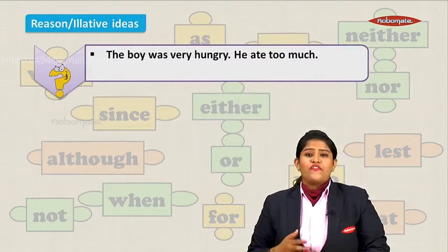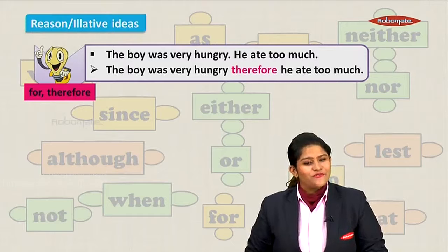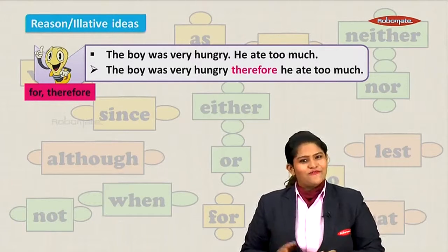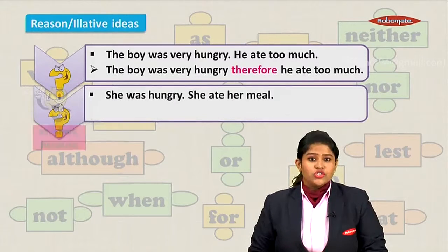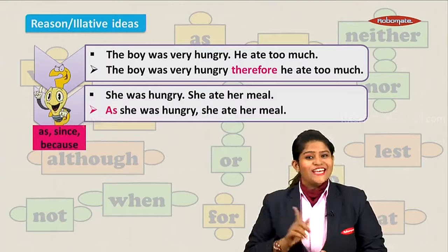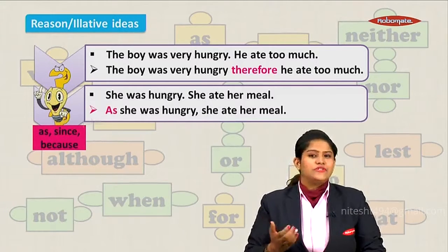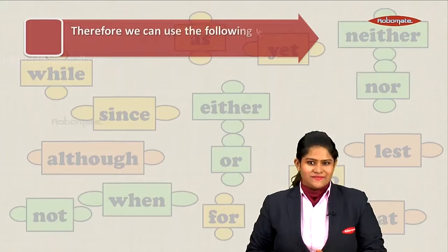The boy was very hungry. He ate too much. So here I could use for or therefore. The boy was very hungry, therefore he ate too much. She was hungry. She ate her meal. Here I could use as, since or because. In this answer I am using as. As she was hungry, she ate her meal.